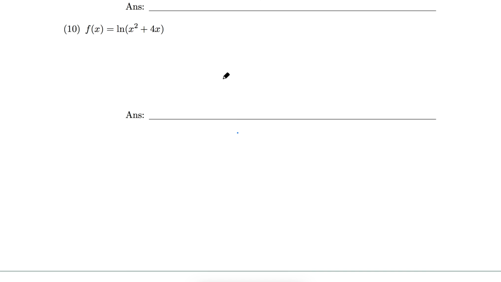For this next one, we're looking for the derivative of ln function. So, and we see that there is x squared plus 4x inside ln. So we're going to use a chain rule, and we'll start with the outermost function. So derivative of ln is 1 over x squared plus 4x times the derivative of inside function, which is x squared plus 4x, and derivative of that is 2x plus 4.